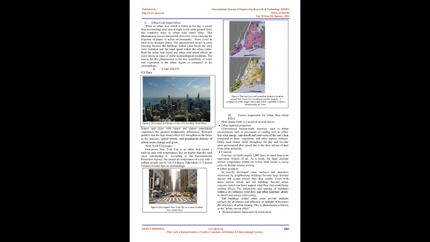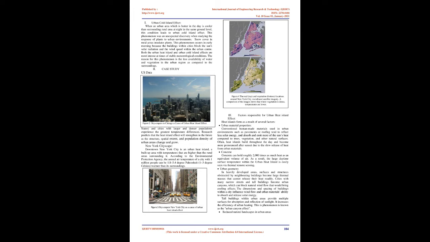Urban cold island effect. When an urban area which is hotter in the day is cooler than surrounding rural area at night in the same ground level, this condition leads to urban cold island effect. This phenomenon was an unexpected discovery when studying the response of plants to urban environments. Snow cover in rural areas insulates plants. This phenomenon occurs in early morning because the buildings within cities block the sun's solar radiation and the wind speed within the urban center. Both the urban heat island and urban cold island effects are most intense at times of stable meteorological conditions. The reason for this phenomenon is the less availability of water and vegetation in the urban region as compared to the surroundings.